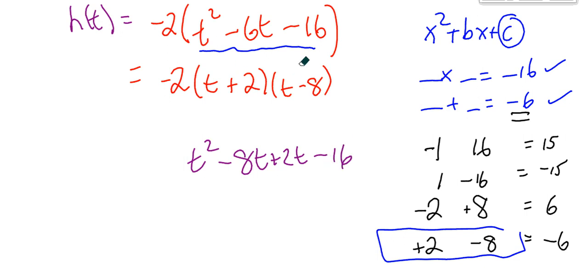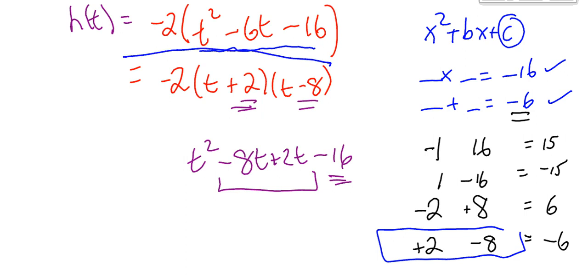So if you'll notice, when I was doing FOIL, the two numbers that I found are both represented here, and I'm about to add them together. And when I add them together, I'll get that negative 6. And then when I multiply them together, I got this negative 16. That's why we have to find the two numbers that multiply to negative 16 and add to negative 6. So there you go, little factoring review.